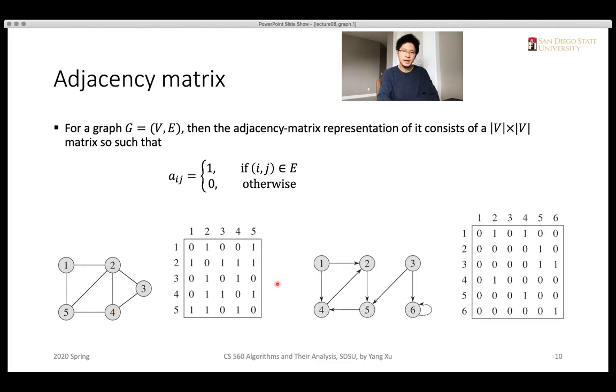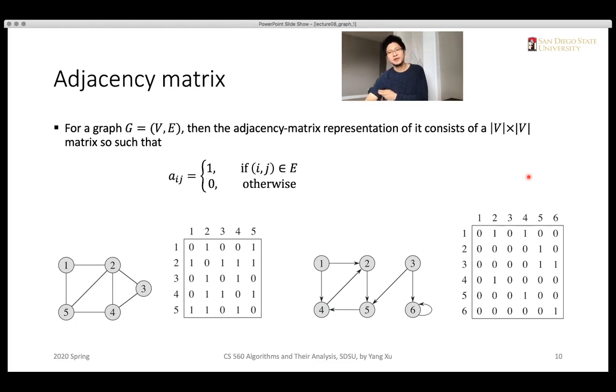And if it's a directed graph, then the matrix looks like this. Okay, so from 1 to 2 exists, so there's a 1 here, and from 1 to 4 also exists, there's a 1 here, and from 2 to 5 exists, so there's a 1 here, and 6 to 6 exists, so there's a 1 here. Okay, so this is the second method of how to represent a graph in a computer.